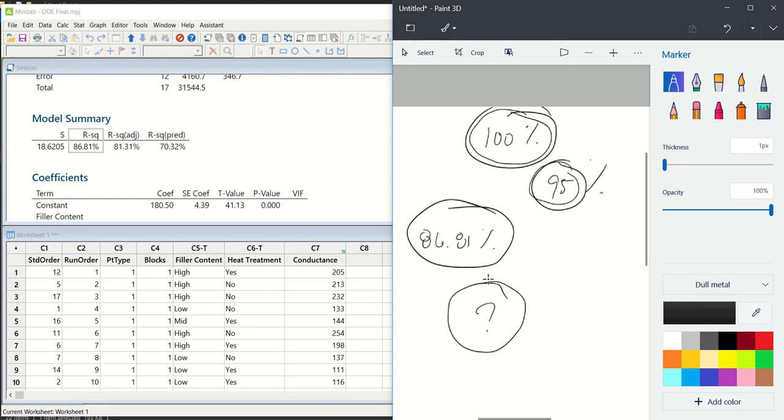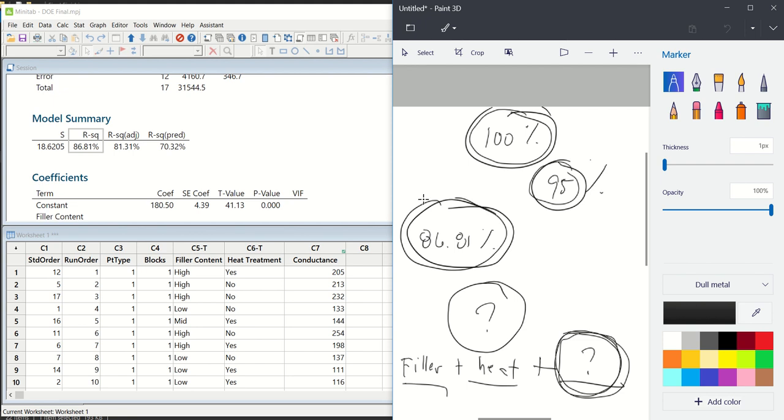So, ibig sabihin, probably, aside from the filler and then the heat, I should also add another one, which is I don't know, that will further increase my model. So, ibig sabihin, mas may explain kapag nagdagdag ako ng isa pang factor. So, ibig sabihin, 2 factor is not enough. Pero, given the fact na 86.81%, it is already okay. But, we can increase the accuracy of our model if we're going to add another factor. If we're going to add a third factor.